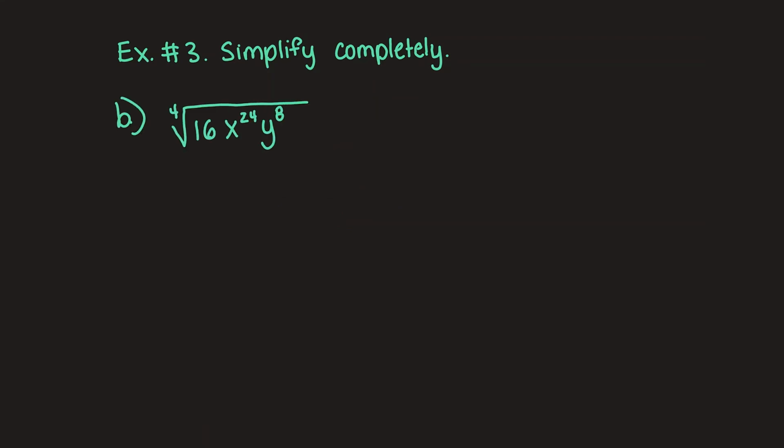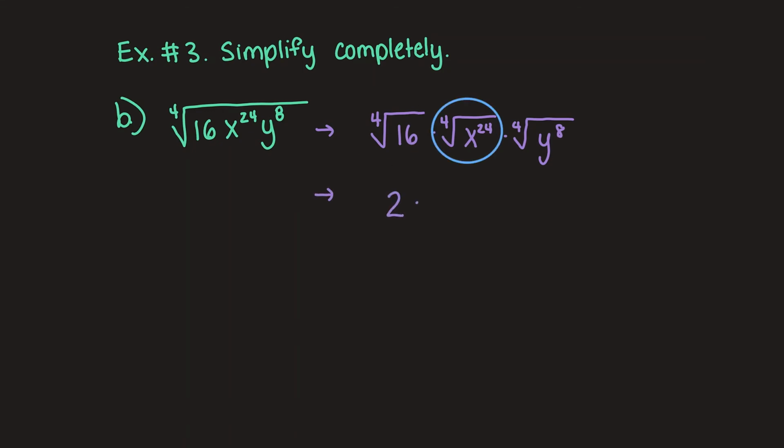For the next example, notice that 16 is a perfect 4th power, and the exponents on the variables are divisible by 4, so we can use our product rule and simplify. So the 4th root of 16 is 2, and the 4th root of x to the 24 can be written as x raised to the 24 over 4, which reduces to x to the 6th power, and the 4th root of y to the 8th power can be rewritten as y to the 8 over 4, which reduces to y squared.